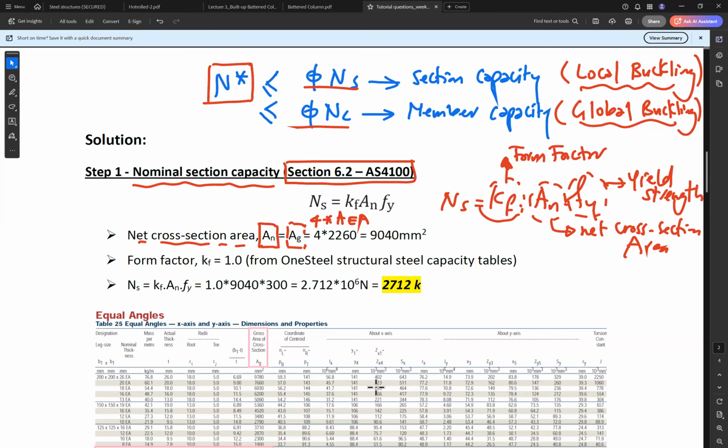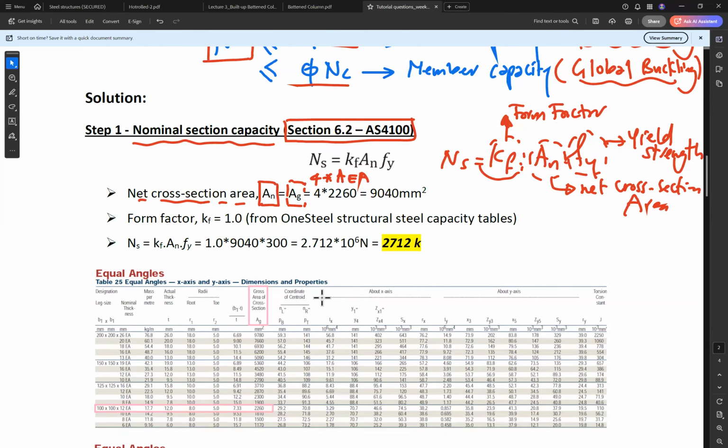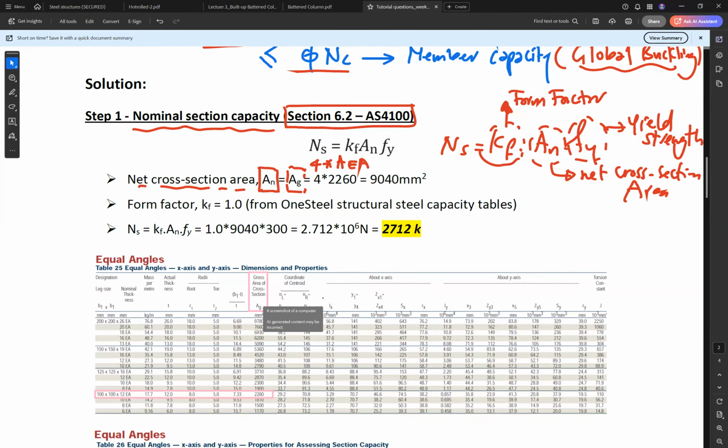From the table below here, for the equal angle tables, we have 100 by 100 by 12 equal angle. The cross-section area for this section is 2260. So we have 4 angles times 2260. So the total area is 9040 millimeters squared.